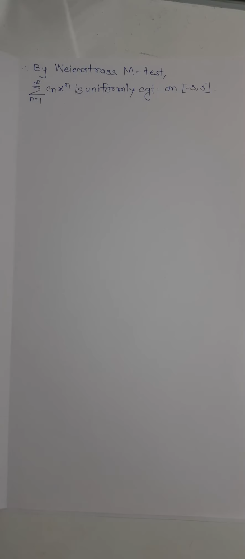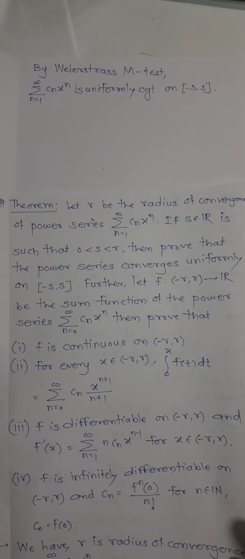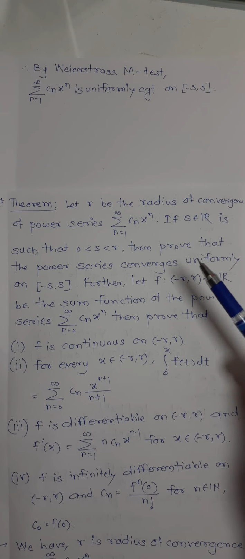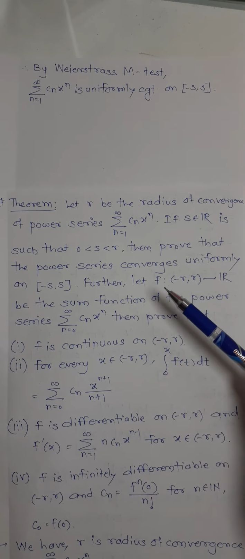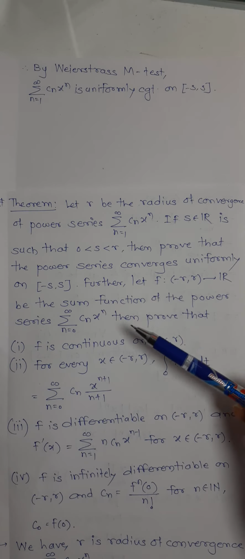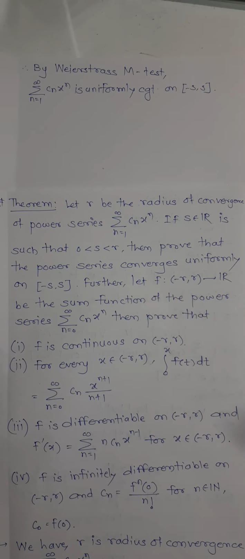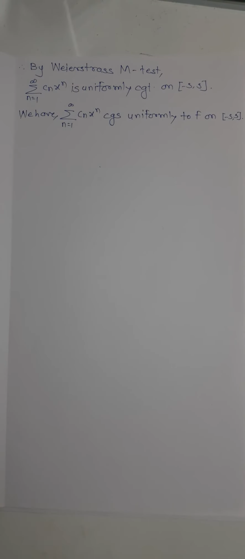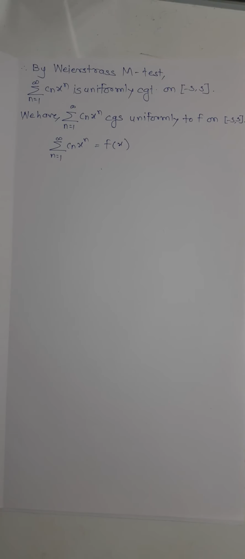Okay, so let us go further. After that we have some given information. I can show you in the problem. What is the given thing? We have proved it uniformly converges on minus s to s. We have to prove that the series converges to f. So this is the given part, that the series converges uniformly to f. The same thing we can write as the series is nothing but f of x.